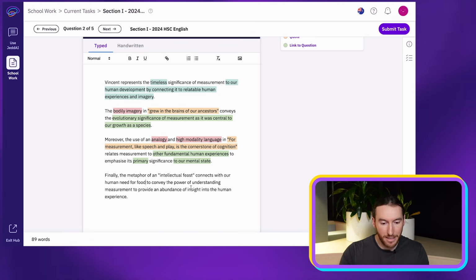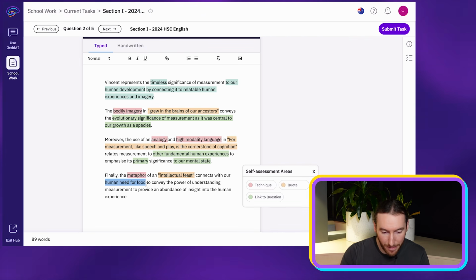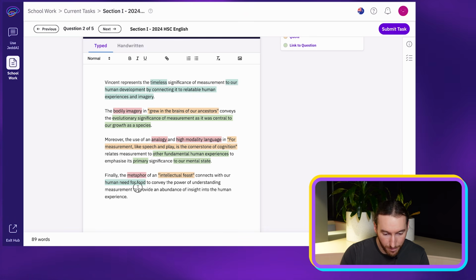If we wanted to do a really good effect here, finally, the metaphor of an intellectual feast connects with our human need for food to convey the power of understanding measurement to provide an abundance of insight into the human experience. We could go a lot deeper here with the food thing. Let's not overcomplicate it. We've got our technique, intellectual feast as the quote, and that connects with our human need for food. I mean, we're just being very clear about that in terms of being specific.